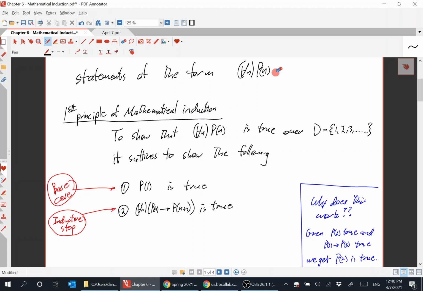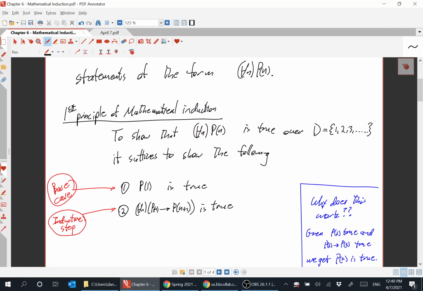Again, usage of predicate logic notation within the proof is not really done. But in order to explain induction well, you need to have the language of predicate logic. So to show for all n, P of n is true over this domain, starting at 1, 2, 3, 4, and so on, it suffices to show that P1 is true, and for every n, Pn implies Pn plus 1. That's true as well. So why does that work?